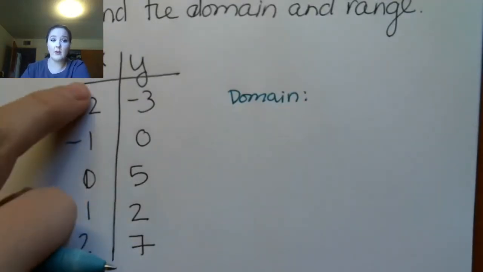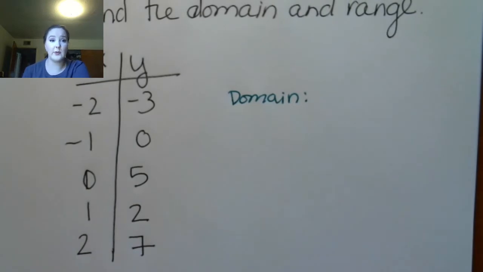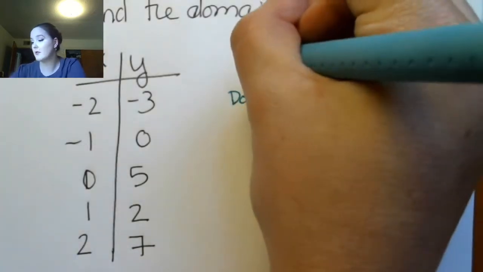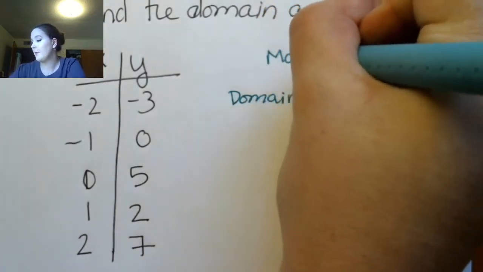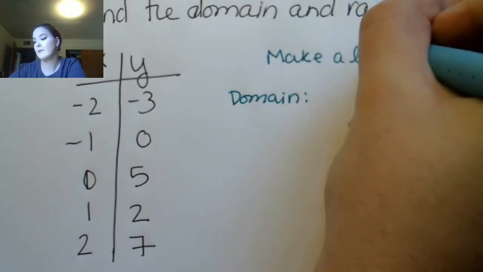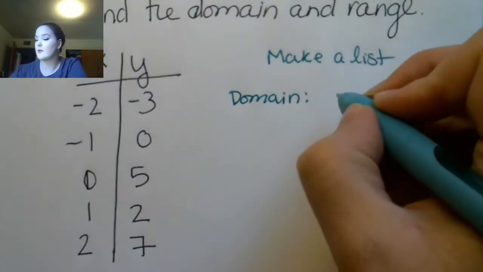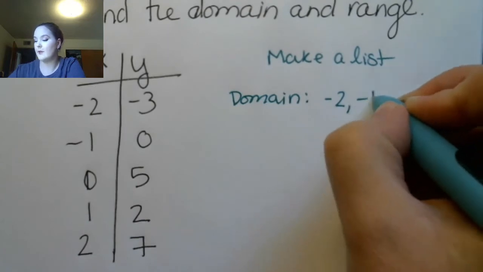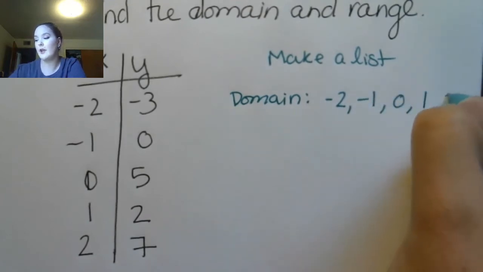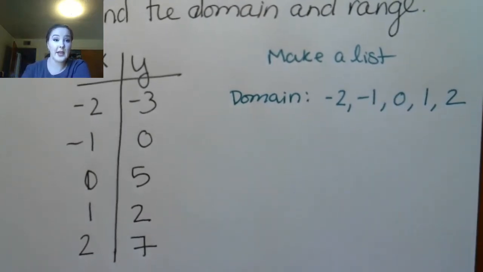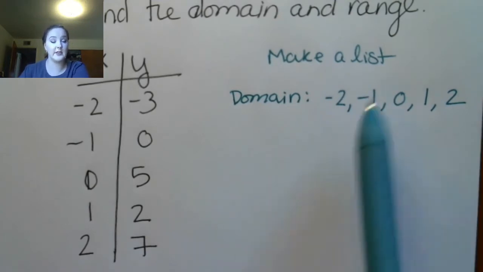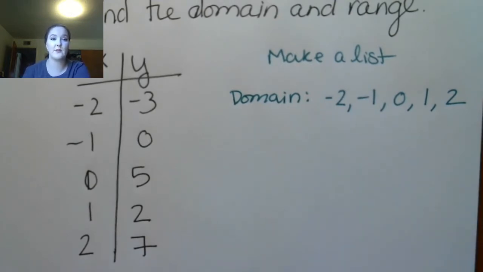Well, here's all of the x values for the function, so we can really just make a list. Okay, so my x values are -2, -1, 0, 1, and 2. Okay, so that's my domain. It's literally just a list of all possible x values for this function.